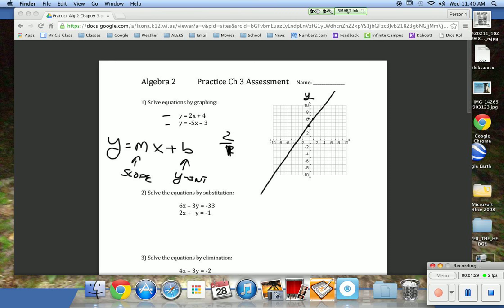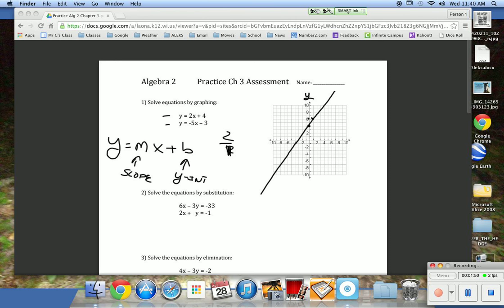Okay? Up 2 over 1, because that's our slope. Right here. Yeah, you got to go from 4. You got to go from that point, go up 2, and then over 1. All right?